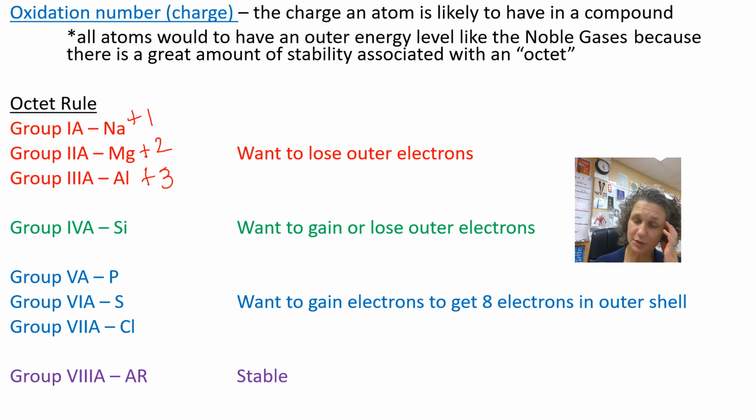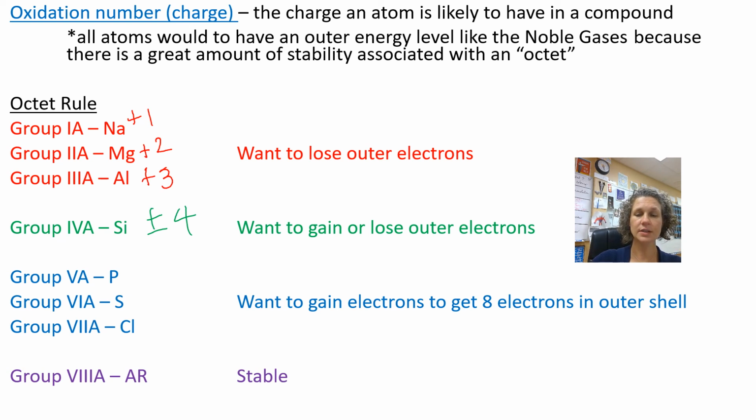Now, the exception, of course, is group 4, because it's right in the middle. 4 is right between 0 and 8. So this one depends on what the other elements are doing. If it is with an atom that tends to lose, then the group 4 element will gain. If it is with an element that tends to gain, then the group 4 element will lose. And so on our periodic table, you can label it as a plus or minus 4.